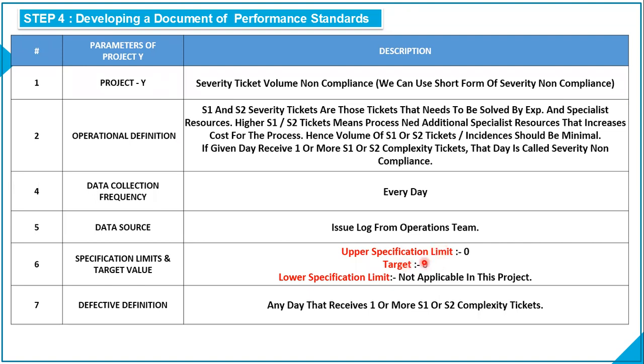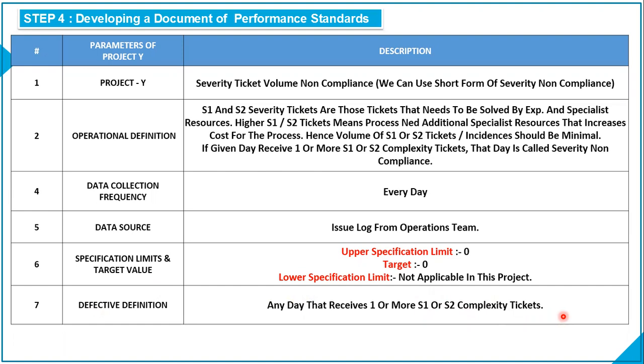And finally, upper specification limit. The client has not given any buffer or any upper specification limit, so it is also going to be zero. So upper specification limit 0, target 0, and lower specification limit not applicable in this project. Now, defective definition, the most important aspect of a Six Sigma project. Any day that receives one or more S1 or S2 complexity tickets is called a severity non-compliance day.